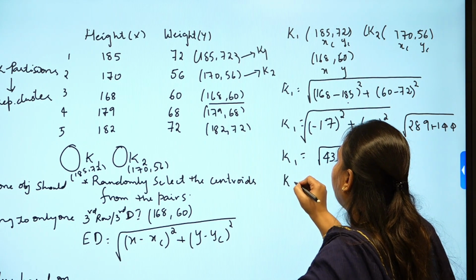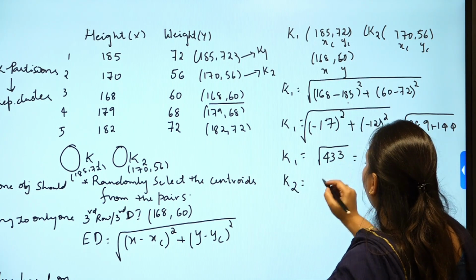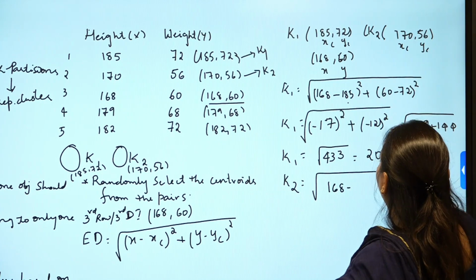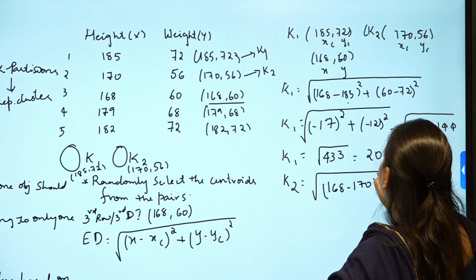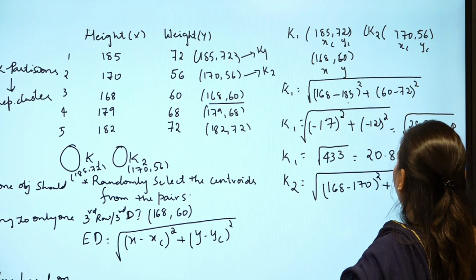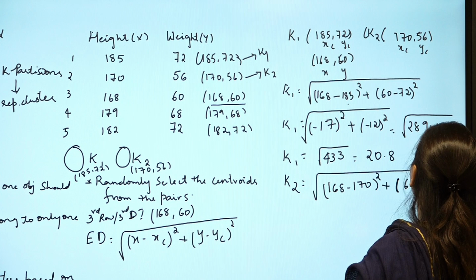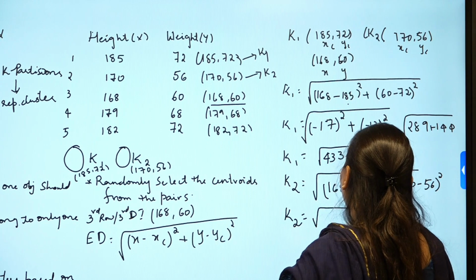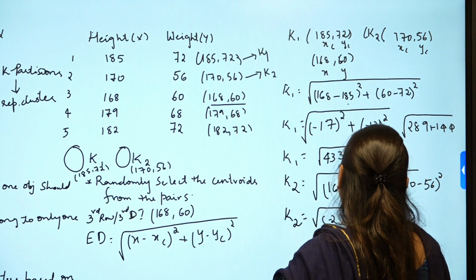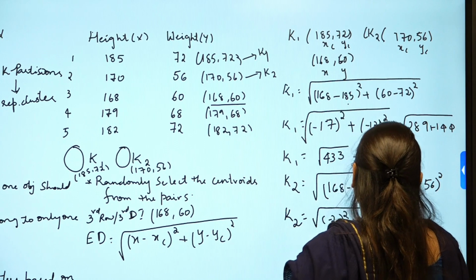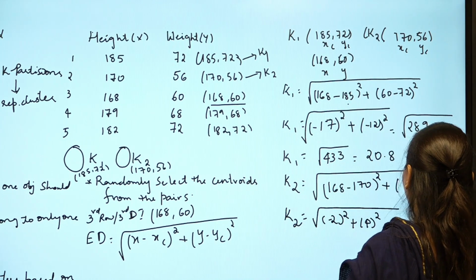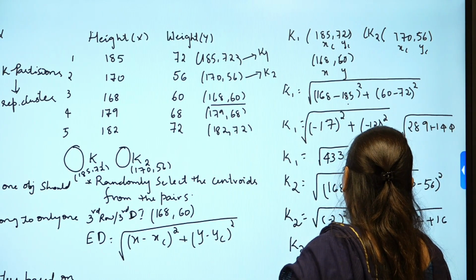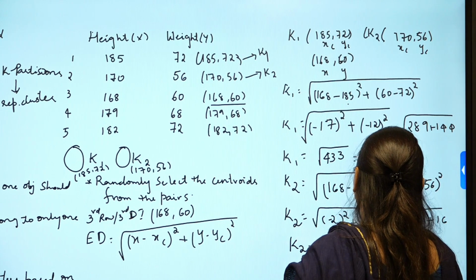Next I will be calculating for K2. Now K2 is equal to again, what is X value? 168 minus 170 whole square plus Y, 60 minus 56 whole square. Now K2 is equal to minus 2 square plus 4 square, which is equal to 4 plus 16. K2 is equal to root of 20, which is approximately 4.8.